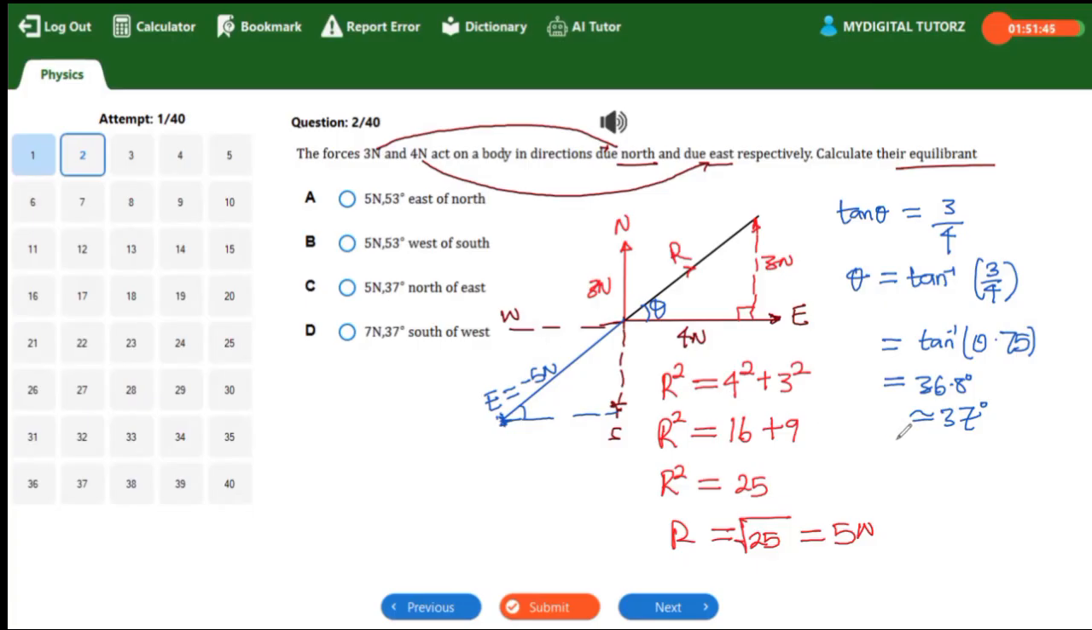Therefore, we'll be looking at an answer that has 5 Newton, 37 degree southwest, and that gives us what? Option 5 Newton, 30 degree south west, right? Do we have such? We have 7 Newton, 37 degree southwest, 5 Newton, 37 degree north of east. Okay, north of east. So the one that is closer to our answer is this.